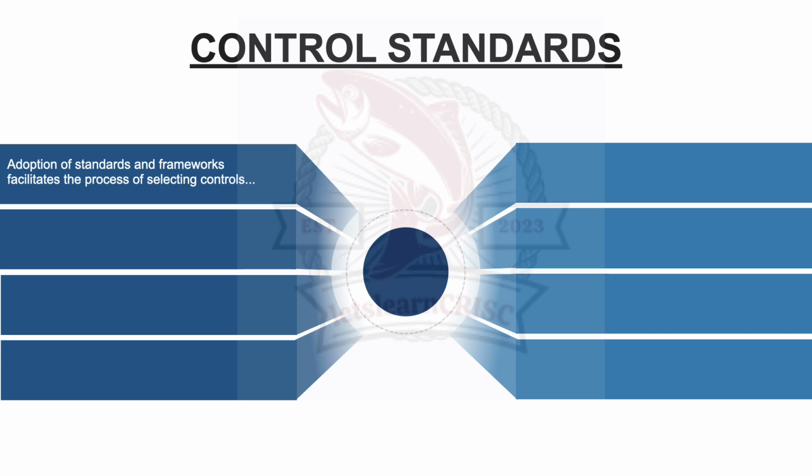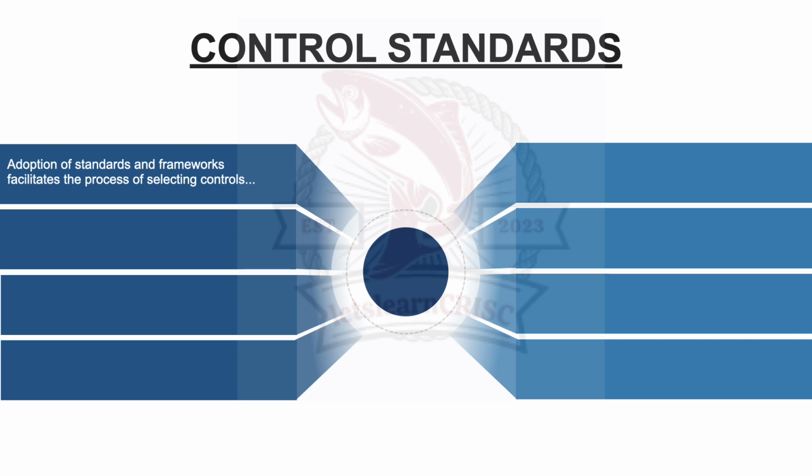Friends, consider a company that wants to enhance its information security. So instead of developing security controls from scratch, the company decides to adopt the ISO/IEC 27000 standard, which is widely recognized in information security management. By doing so, the organization can leverage the comprehensive set of controls provided by the ISO/IEC 27001 framework. This includes controls related to access management, data encryption and incident response. Friends, the adoption of this standard streamlines the selection process as the organization can rely on the established controls specified in the framework rather than creating them anew.